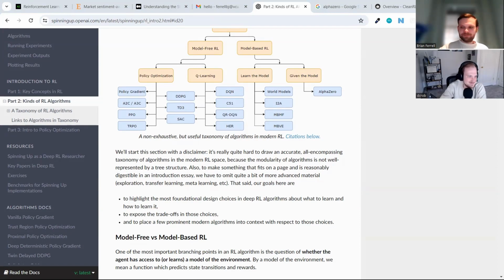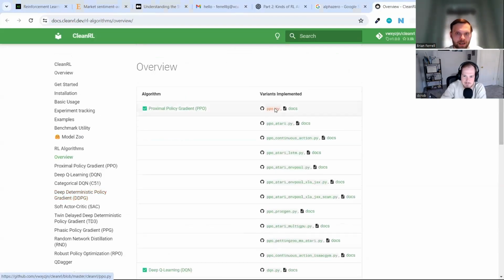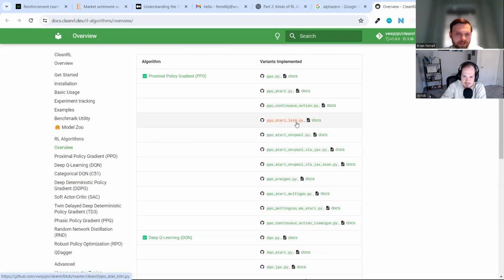But CleanRL allows us to use most of these models. I think they even have some variants. So you have this PPO one right here. It has the PPO, but then it has other things like PPO with LSTM. LSTMs are really good for sequential data and remembering data in terms of time, remembering important features over time and forgetting features that don't matter as much to whatever you're trying to optimize.